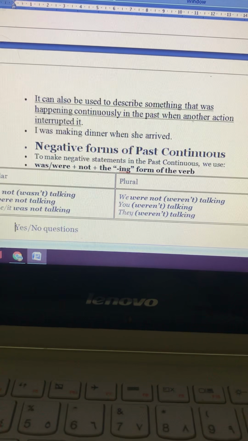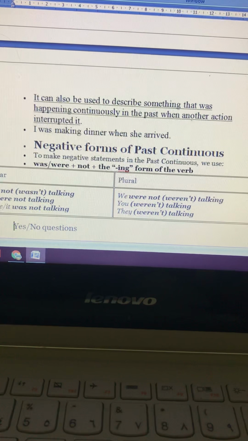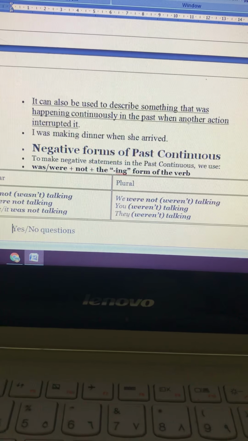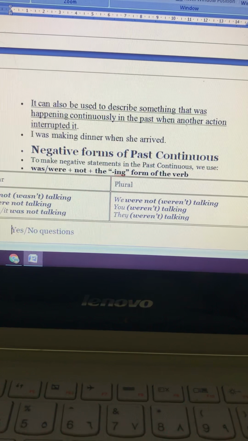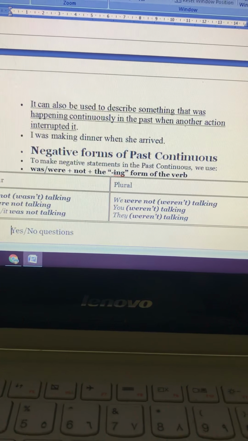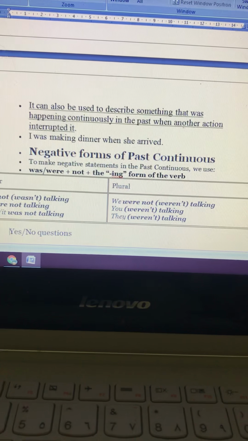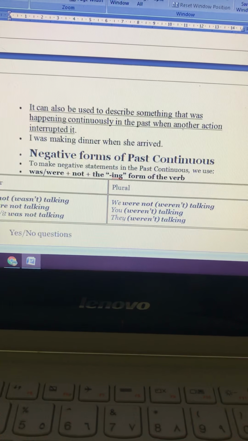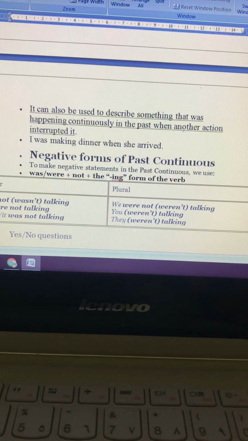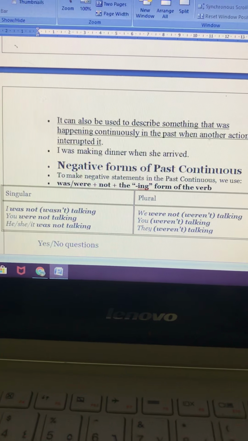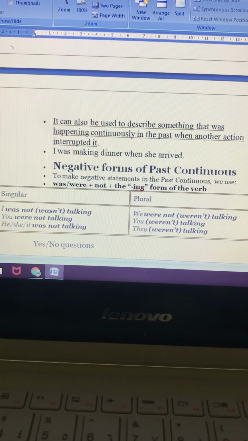In case of singular, we can say I was not talking. You were not talking. He or she or it was not talking. In the case of a plural, you can say we were not talking, you were not talking, or they were not talking. This is for negation. You only need to add not with the auxiliary was or were.